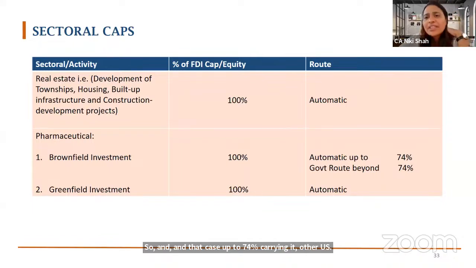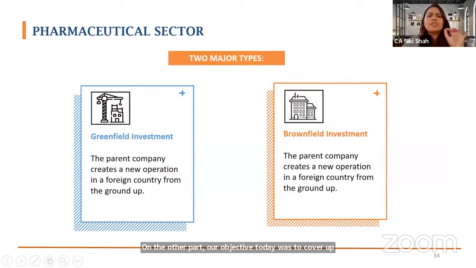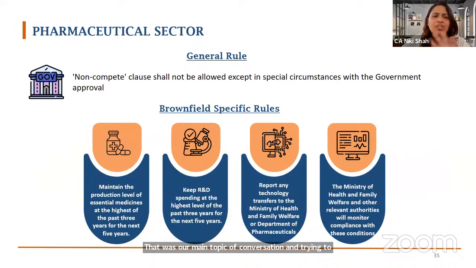We will see if there is a need, we can, and we will ask Taxmann to have one more lecture on the other parts. Our objective today was to cover the general understanding of FDI and the major loopholes and mistakes that people are making today. That was our main topic of conversation. Again, as I said, two major types, greenfield and brownfield. General rule, non-compete clause should not be allowed except in special circumstances. You have to maintain some production levels, keep an R&D in place, have a report on the technology that is being transferred.